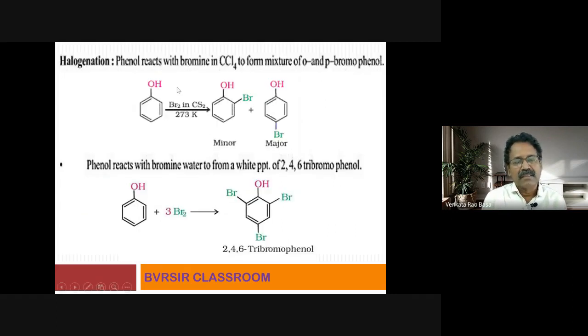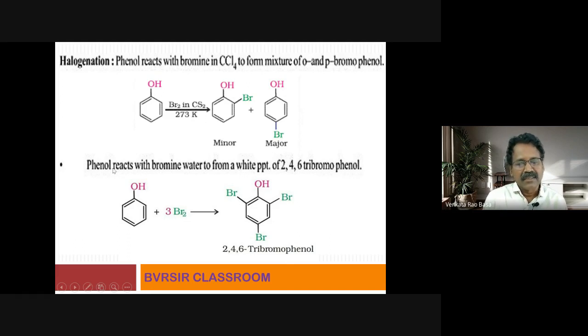In addition to acidity of phenols, I will suggest a couple of chemical reactions of the benzene ring of phenol. Halogenation reaction. Phenol reacts with bromine in CCl4 or CS2, carbon tetrachloride or carbon disulfide. It results in the formation of a mixture of ortho and para-bromophenol. Observe this one, phenol, Br2 in CS2 or CCl4. Temperature is 273 K. Ortho product is the minor product, para product is the major product.